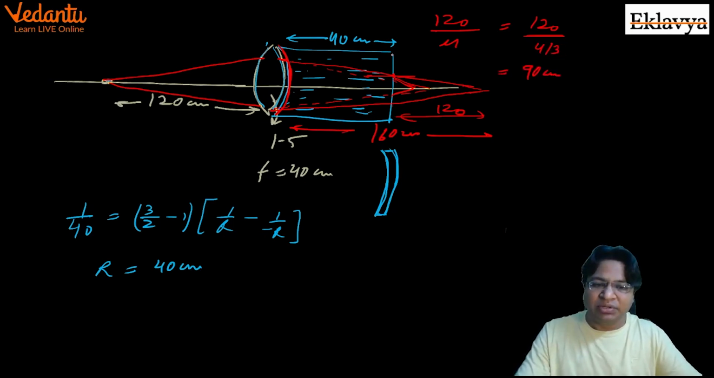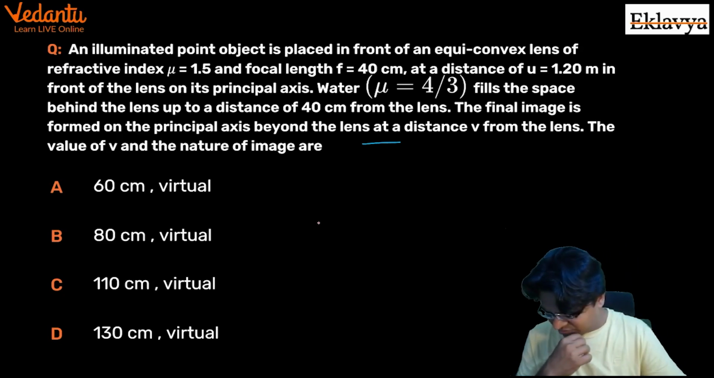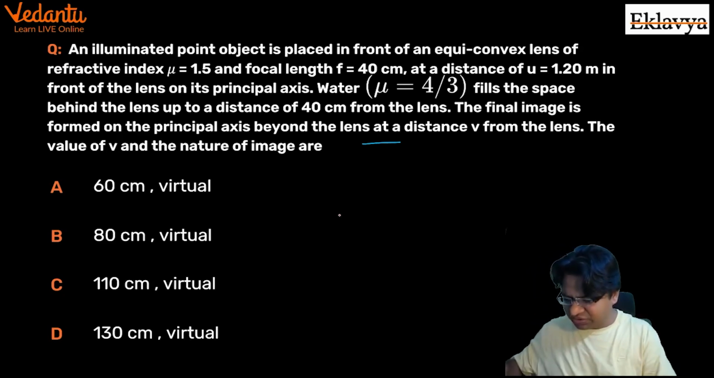So 90 centimeter from this edge means from the lens the distance would be 50 centimeter. No, 130 centimeter, I'm sorry. The distance would be 130 centimeter from the lens, and the image would be real. The value of V and the nature of the image would be real. In the question I'm checking whether it is given real or virtual.